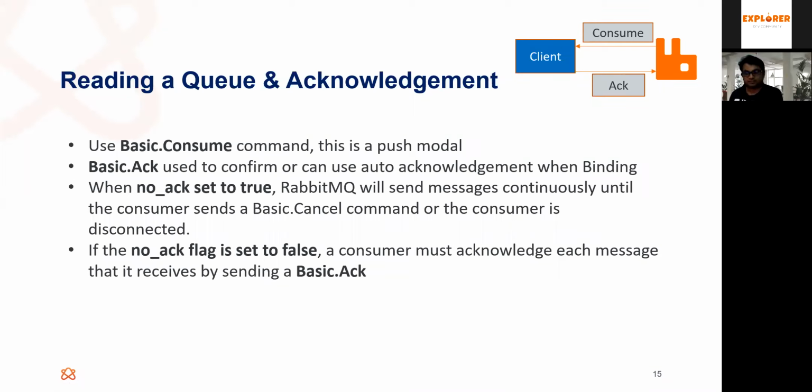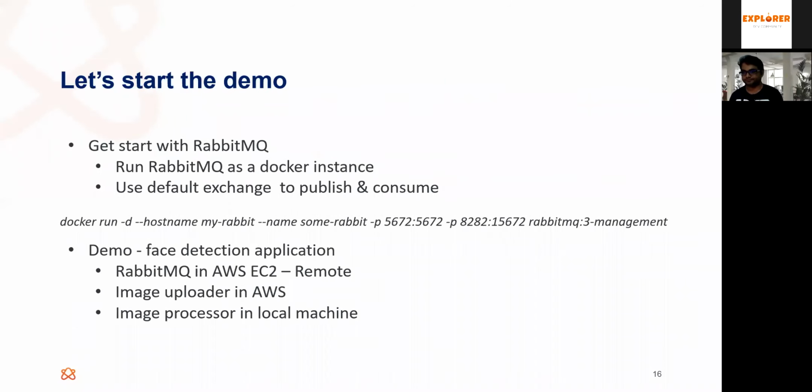Hope this is clear. So now we know what is exchange, queue, and binding, and how to consume. So these are the main things of the AMQP model. So with that, let's move on to our little demo.